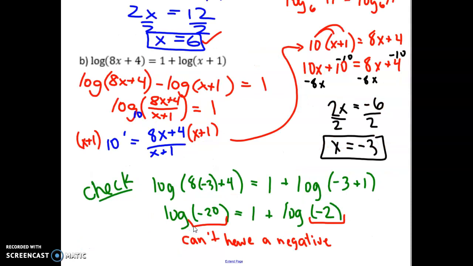So when you go through the check, you'll notice that the check does not work, because you can't have a negative behind the log. Again, if you type in log of negative 20, you get an error on your calculator. You can't have 10 to a power that gives you a negative number, so it does not work. That tells me that my answer is extraneous. So x equals negative 3 is not an answer. There's actually no solution to this problem.